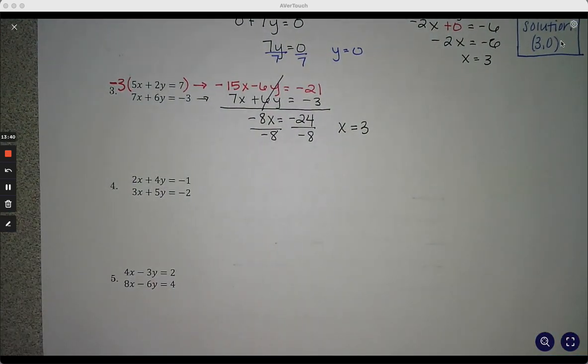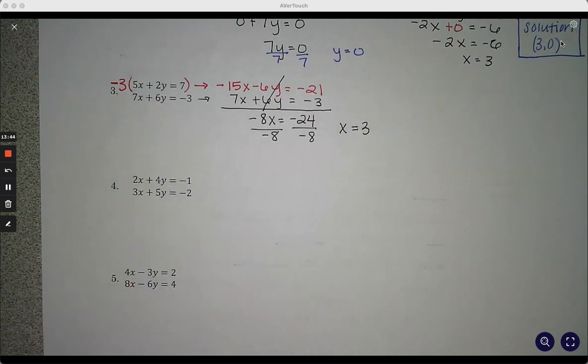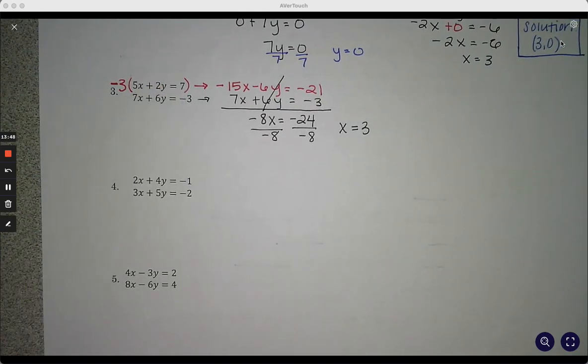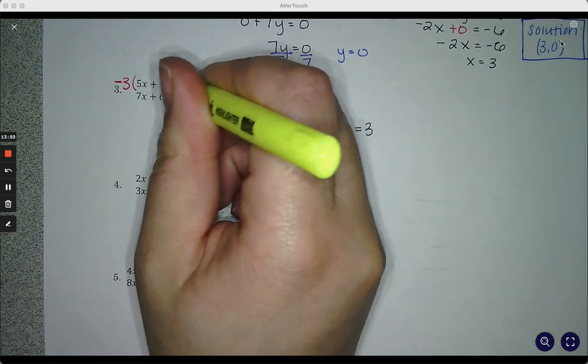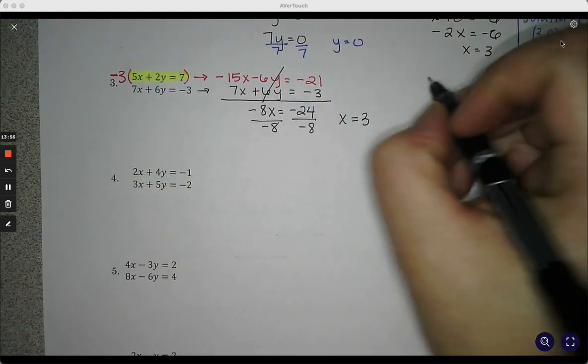Okay? Now, it doesn't matter which one of these equations I choose to plug it into, but if I choose to plug it into the top equation, we're going to focus on the original equation before we multiplied it. So that 5x plus 2y equals 7, that's what I'm going to plug it into.